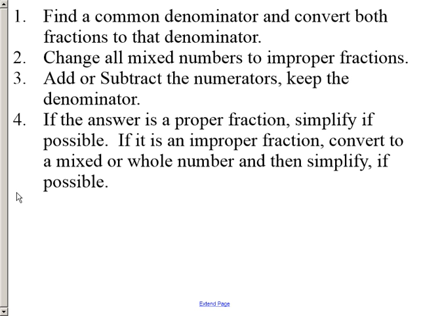Then, if we have a mixed number, we're going to have to change those to improper fractions so that we can add or subtract the numerators, which is our step 3, and keep the denominator. If we get an answer that's a proper fraction, we can simplify it. If it's an improper fraction, we can convert it to a mixed or whole number and then simplify it, if we possibly can. So let's look at that in action.